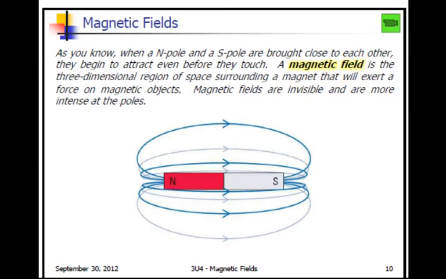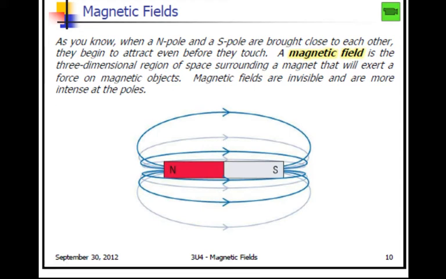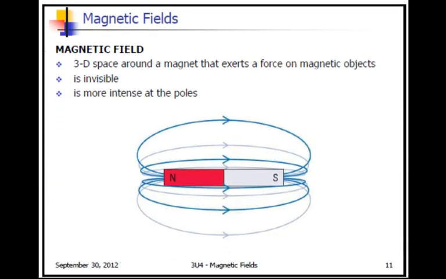As you know, when a north pole and a south pole are brought close to each other, they begin to attract even before they touch. A magnetic field is a three-dimensional region of space surrounding a magnet that will exert a force on magnetic objects. Magnetic fields are invisible and are more intense at the poles. So what is a magnetic field? You can write down these statements here, which I just summarized on the previous slide.